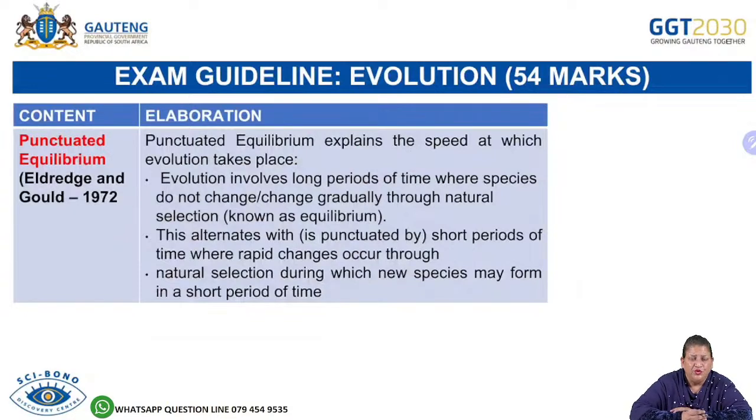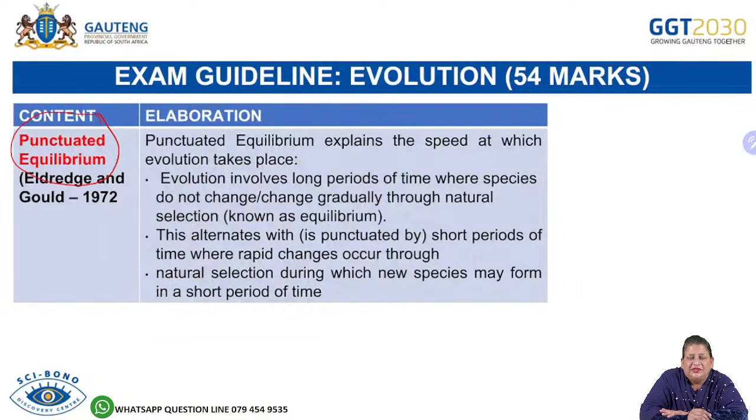How fast does evolution take place, how fast do the changes in a population occur? Remember, the changes occur due to mutations, and this affects your genes. Changes in genes lead to mutations, but how fast do these changes occur in a population? So we call that, the speed at which evolution occurs, punctuated equilibrium.